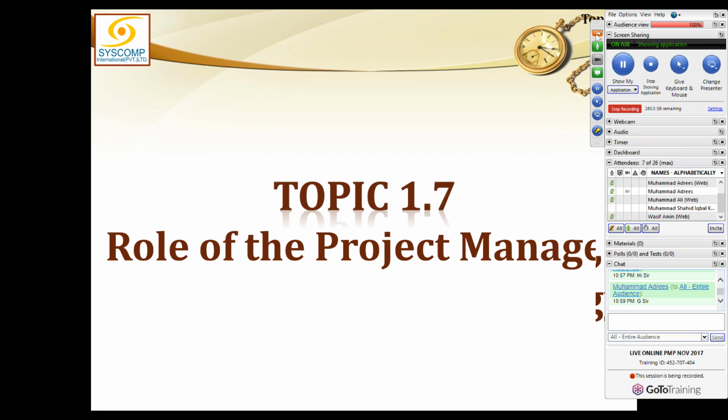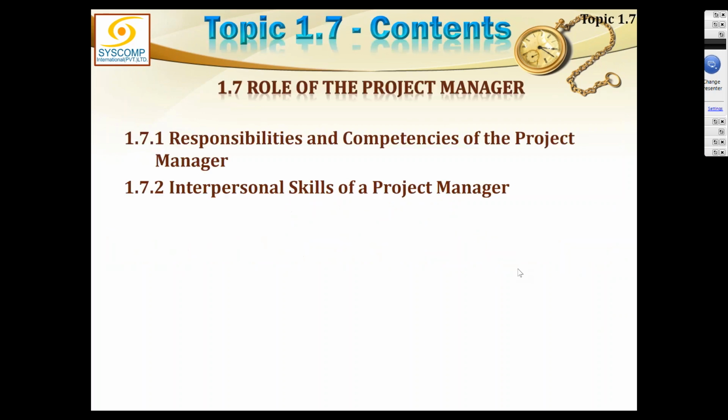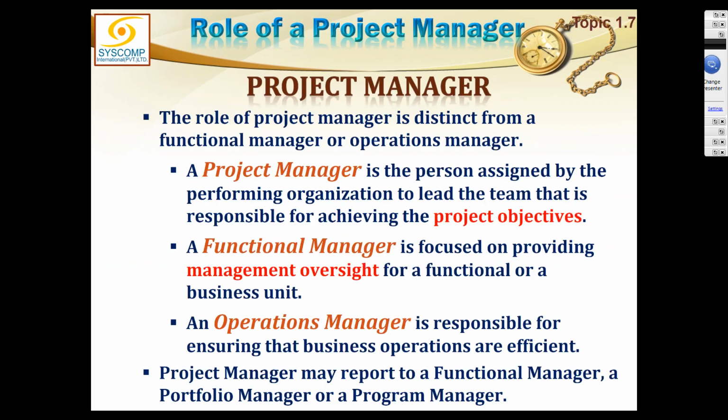Okay, as far as the role of the project manager is concerned, this is divided into two parts: responsibilities and competencies, and the interpersonal skills. In an organization, there could be two roles, operational roles, rather functional or operational. There is a functional manager and there is an operational manager, or there is functional staff or operational staff. What is the difference between functional and operational? Operational people are those people who are basically running the show. They are the hardcore experts in that area in which the business is running.